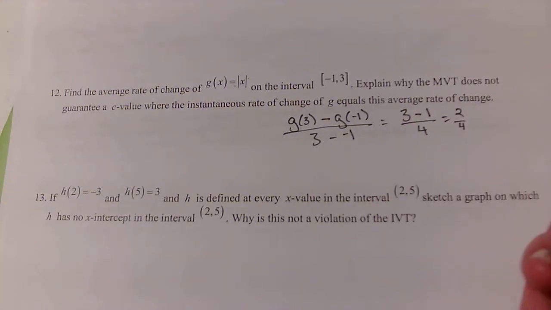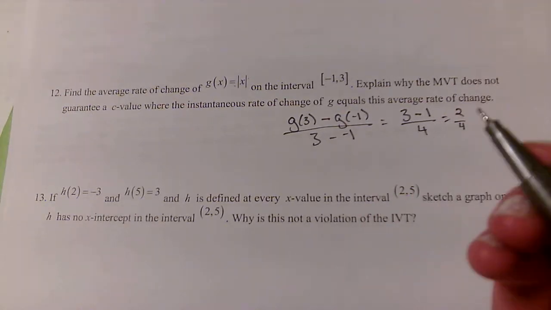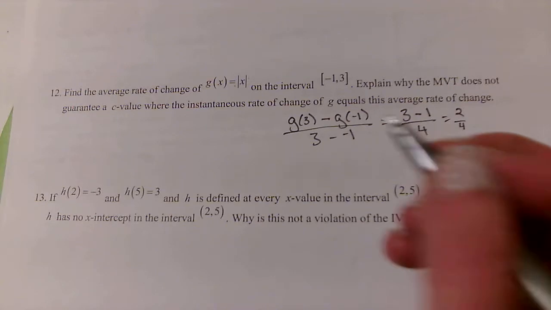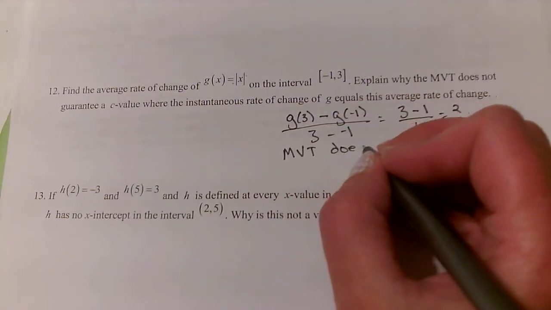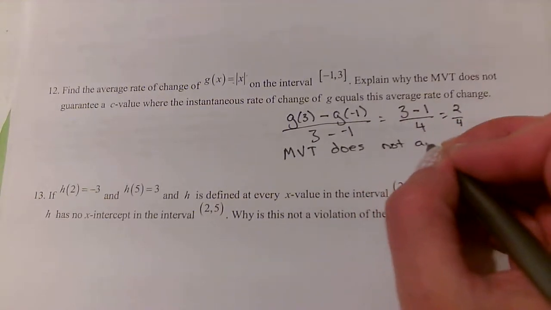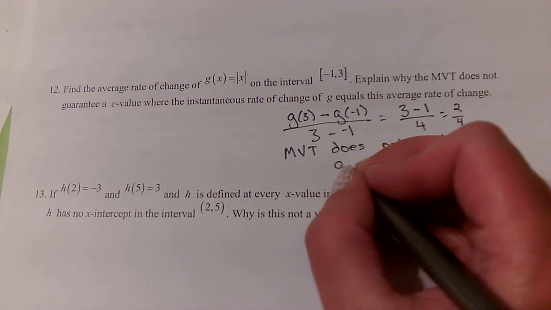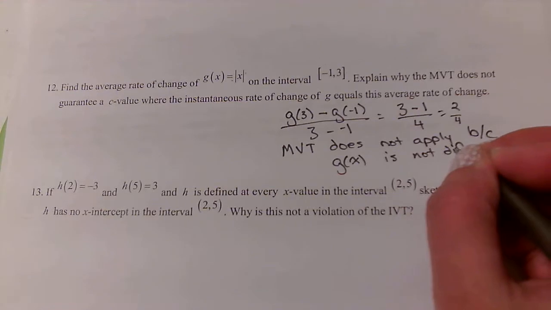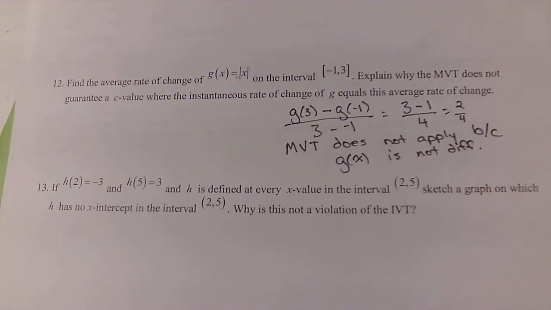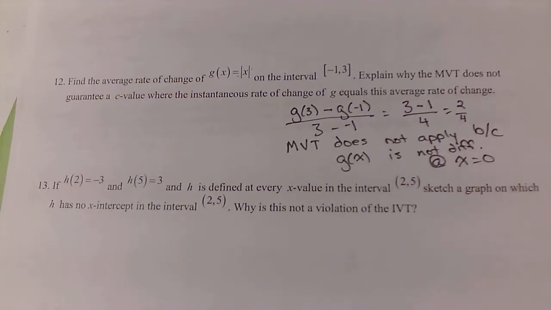Explain why MVT does not guarantee a C value that has that same slope. Well, MVT does not apply because g of x is not differentiable at one certain point. Which point is that? At x equals 0. It's a sharp turn.